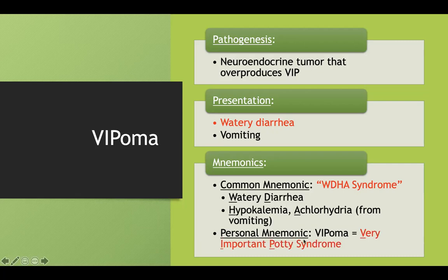My mnemonic here is that vipoma is very important potty syndrome, because if you're having watery diarrhea and you're having significant vomiting, honestly, the only thing that would matter to you is the bathroom. And that helps me remember it's diarrhea. I go over this in the pancreas lecture, that anything with severe vomiting would cause hypokalemia and achlorhydria. So take a look at that. But just know for now, vipoma is associated with watery diarrhea, hypokalemia, and achlorhydria.